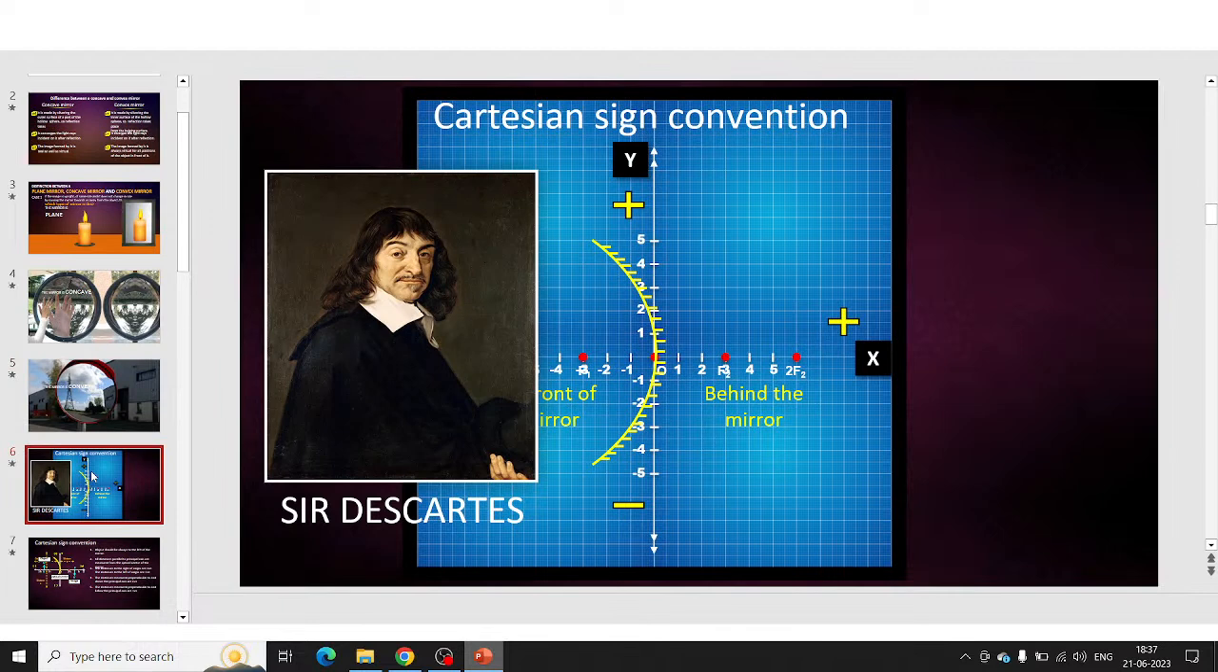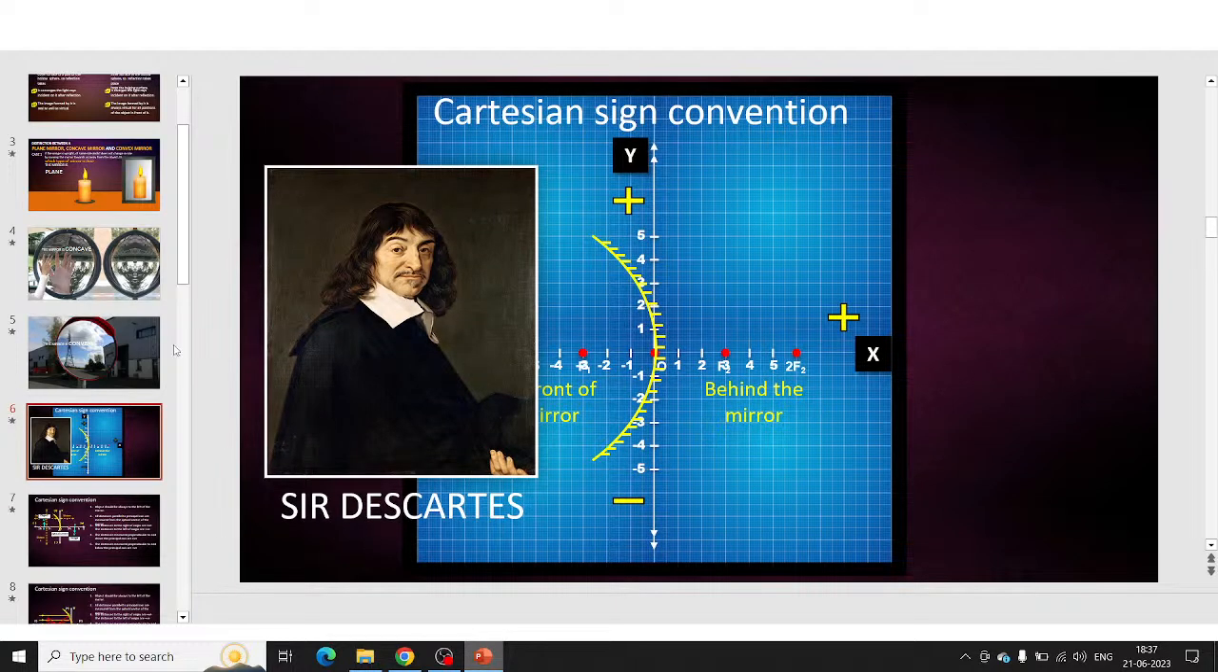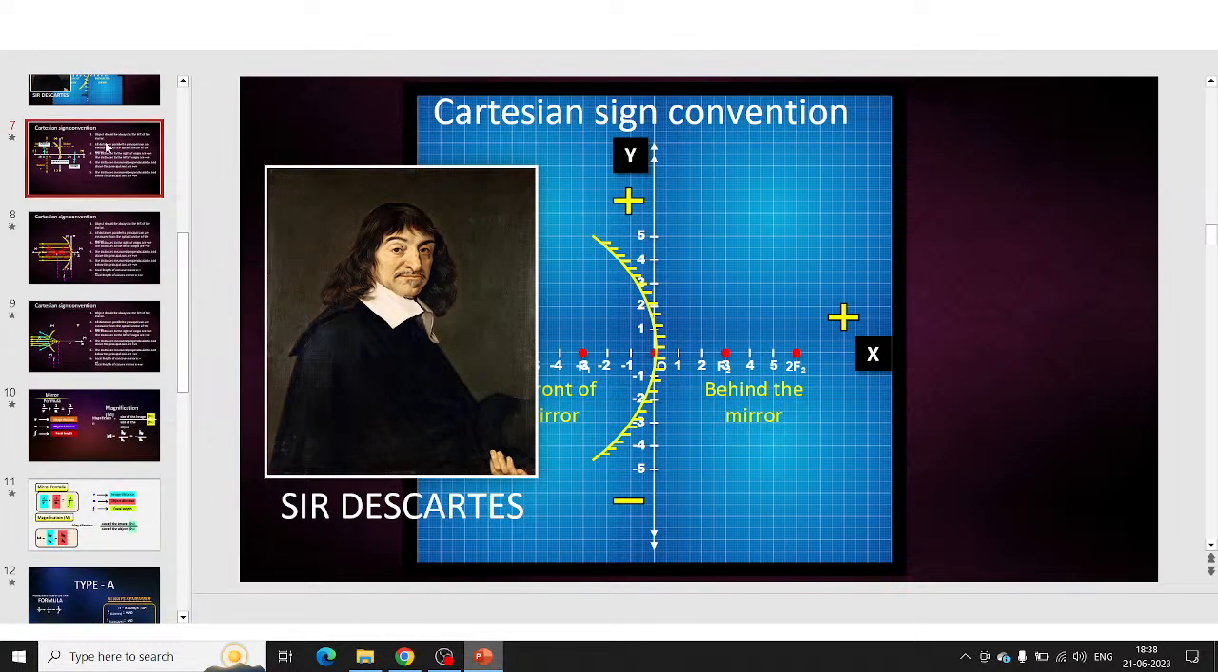convex. Okay, so this is the cover page of your mathematics book, 11th standard NCERT. Yes. Okay, so these are all the logics.